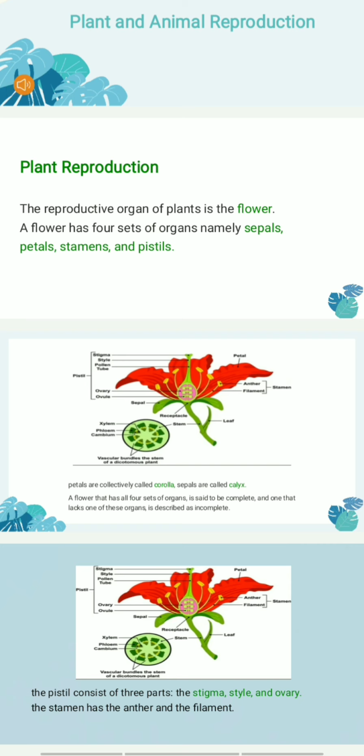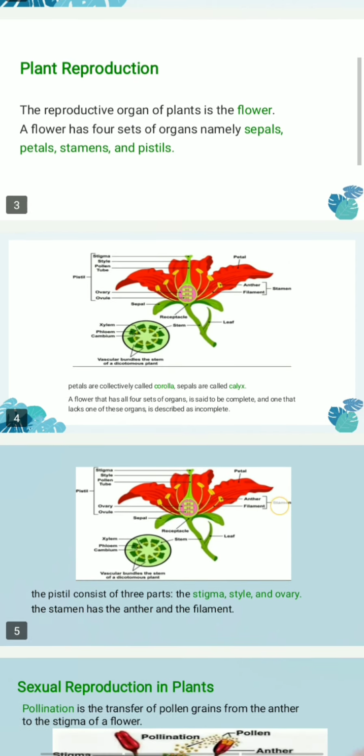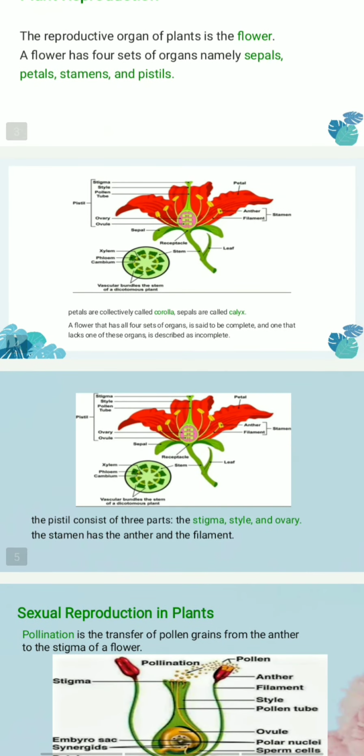Sepals are called calyx. A flower that has all four sets of organs is said to be complete, and one that lacks one of these organs is described as incomplete. The pistil consists of three parts: the stigma, style, and ovary. The stamen has the anther and the filament.